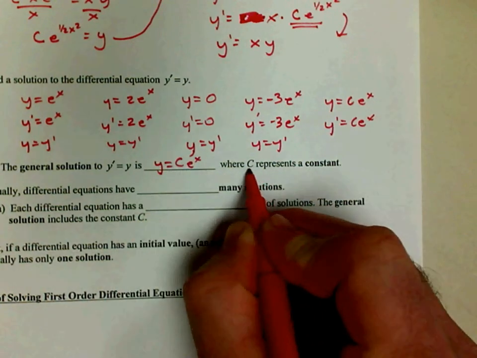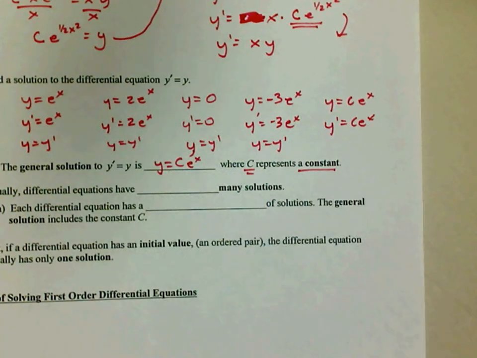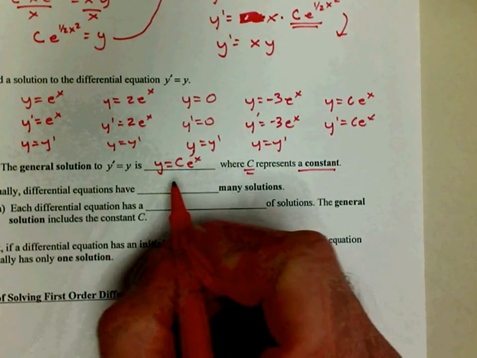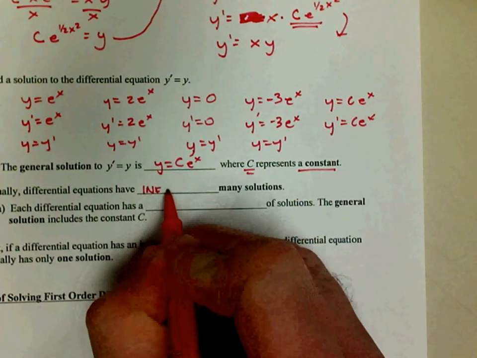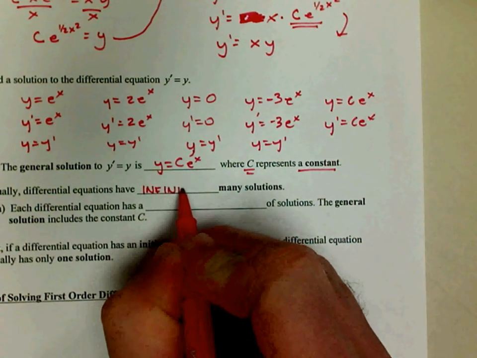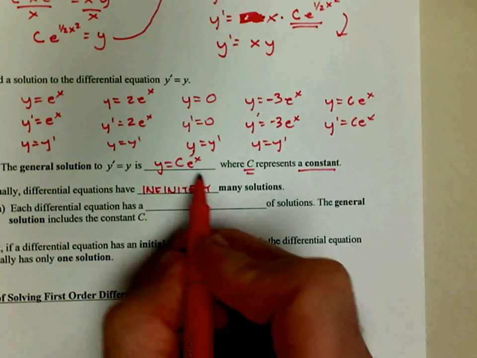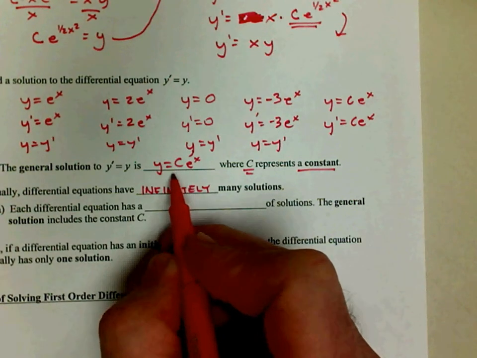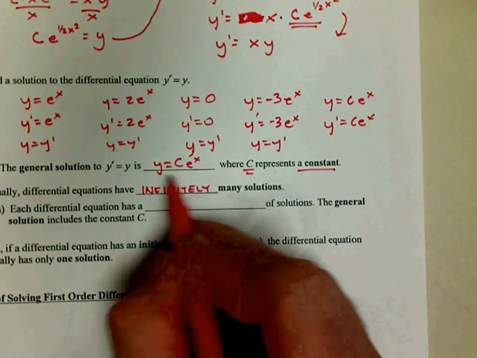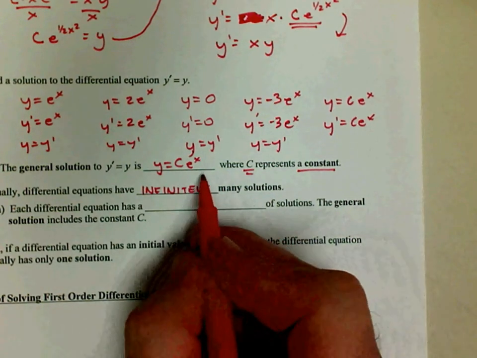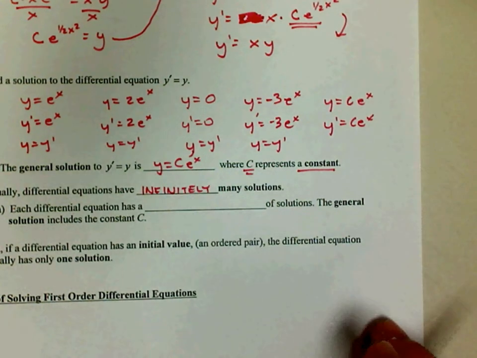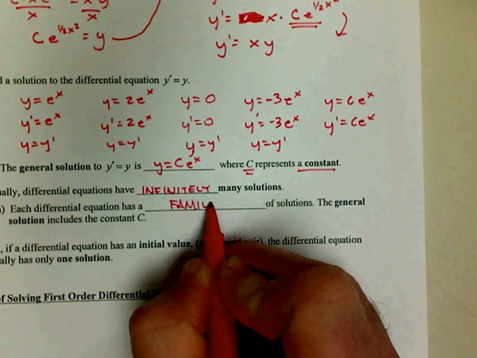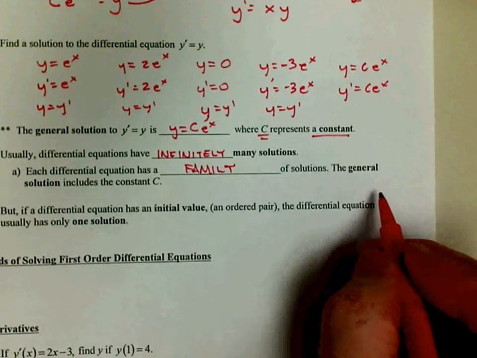Now, usually a differential equation will have infinitely many solutions. Obviously, we can use 1, 2, 3, 4, 5, -2, 0.375, all of those for c, and you can see why this general solution would have infinitely many solutions. Each differential equation then has a family of solutions. The family of solutions includes that constant c.